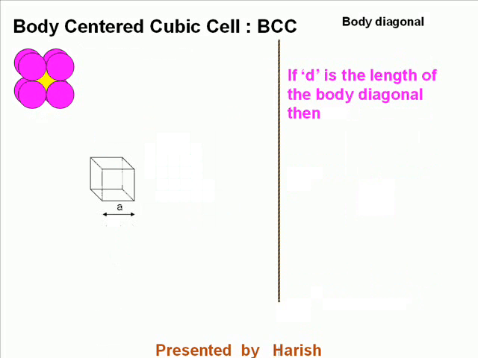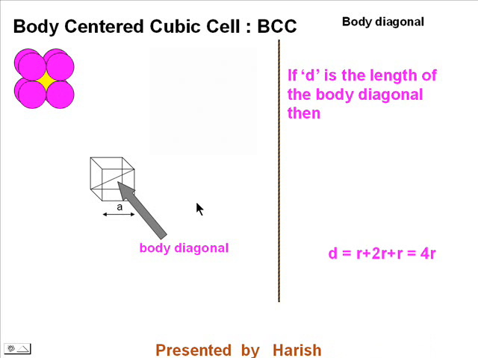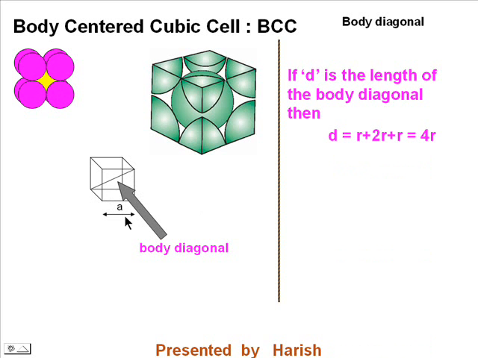Okay, let's talk about this body diagonal. I have a cube, and you have a body diagonal. If D is the length of the body diagonal, can you get a relation between this D and this length A, the length of the cube? So before that, you can say that it is R plus 2R plus R, which gives you 4R, right?